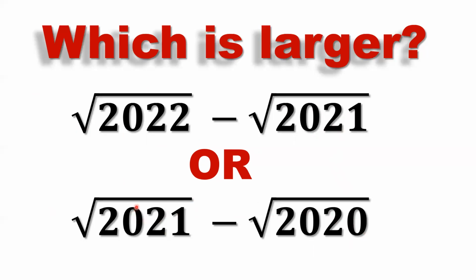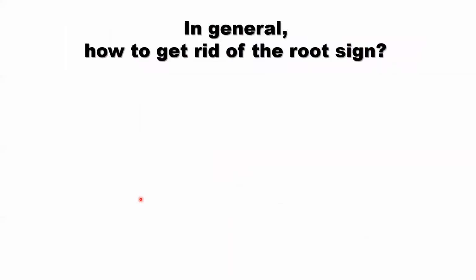We are assuming you cannot use a calculator. This is a middle school math level. In general, how do we get rid of the root sign? For example, if x equals square root of a minus square root of b, the typical method is this.